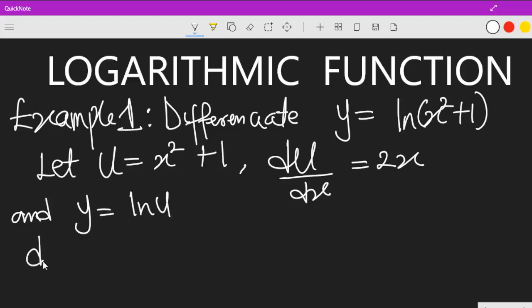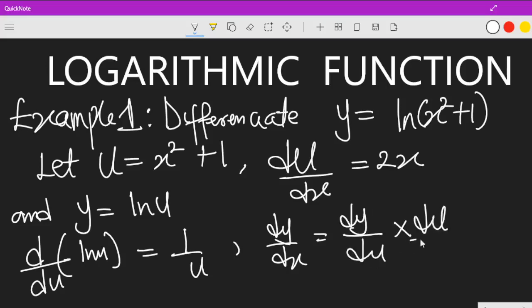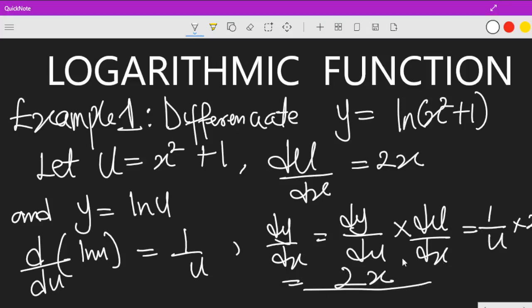and dy/du, which is, as I said, 1 over u. So to now find dy/dx, we apply the chain rule that says dy/du times du/dx, which is equal to 1 over u times 2x. So the final answer will be 2x over what is our u? s squared plus 1. So this is the value for the example.